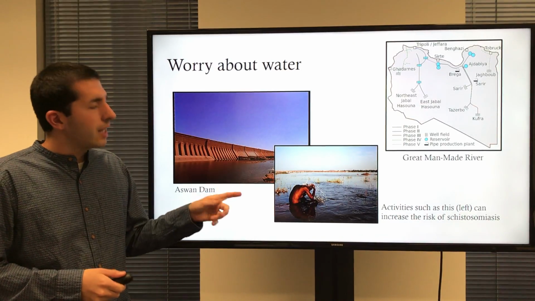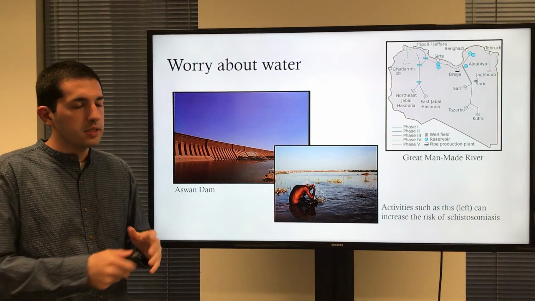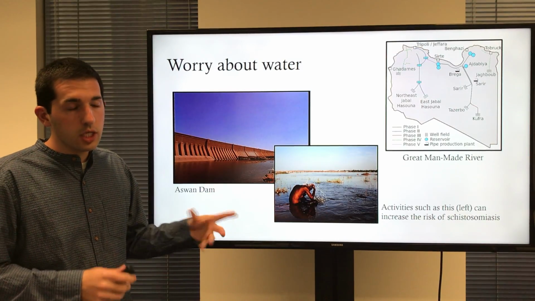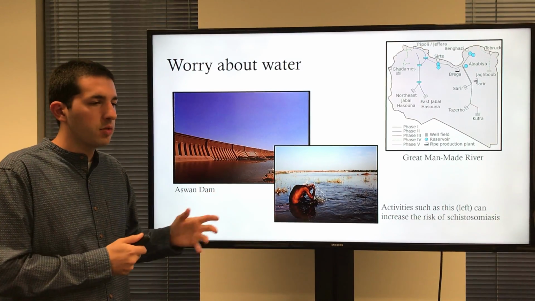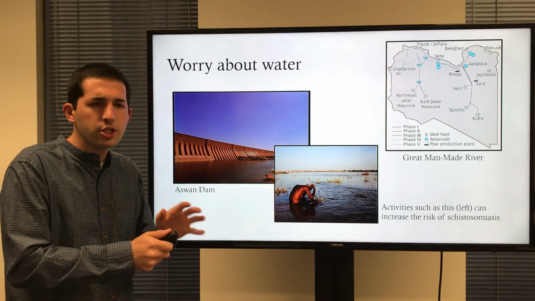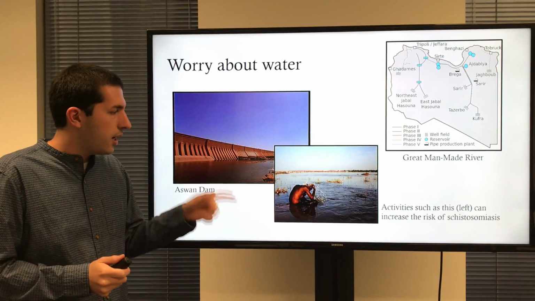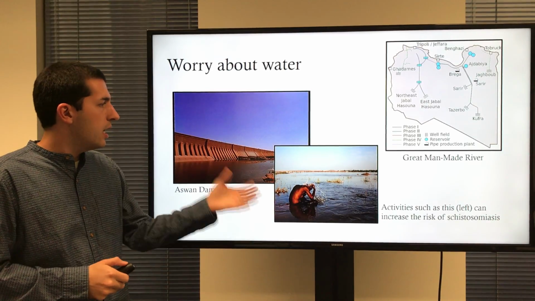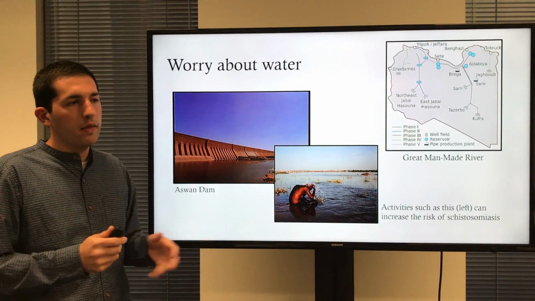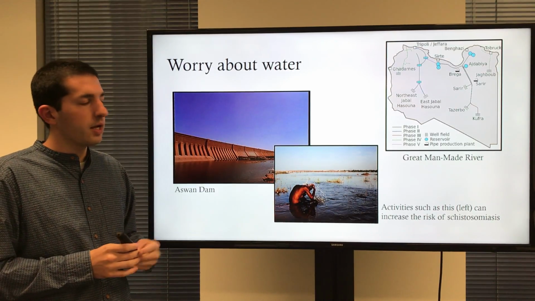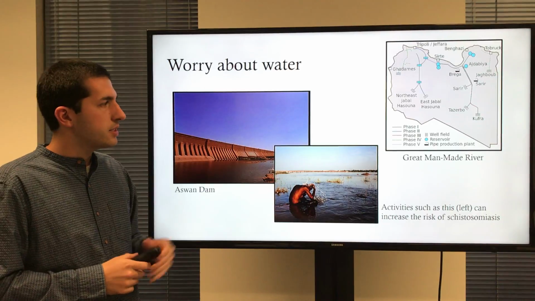Kind of important in terms of a disease that affects tons and tons of people around the world, especially in this region and other regions that are similar in terms of the human-environment interactions that surround water in this context. But it's important in this region specifically because of dams like this that have increased the likelihood of coming into contact with this disease.